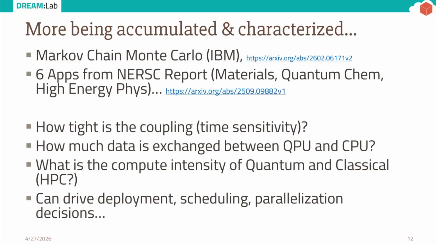There's also a NERSC report that's identified 6 applications from materials, quantum chemistry, high energy physics, and so on. We're again having a series of talks from some of these groups so that we can start adding those workflows into this workflow patterns deck of slides as well, which by the way is maintained in our Confluence site, right?